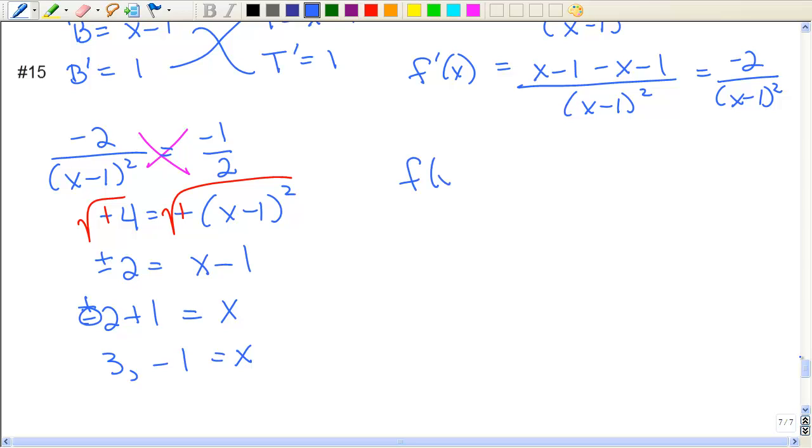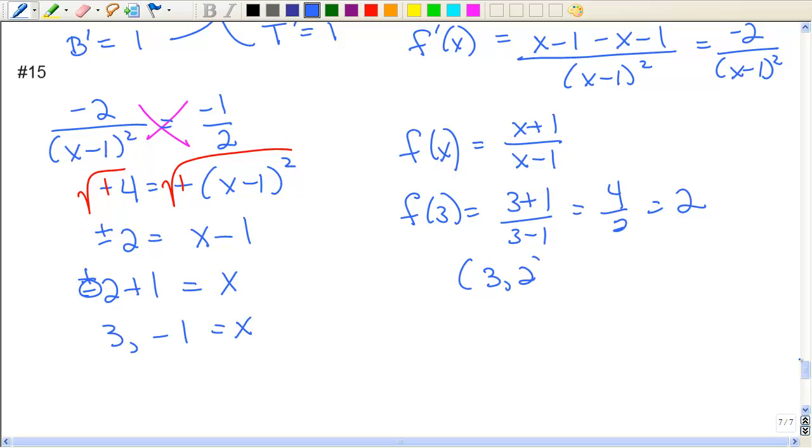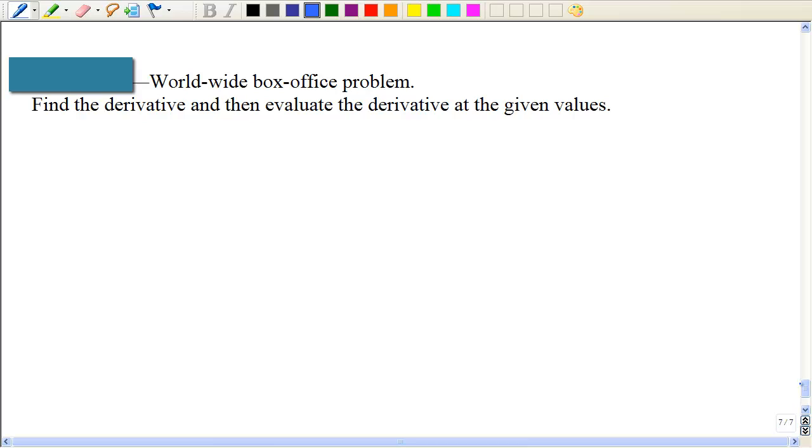So I've got to use my original function, right? So I'm going to substitute in 3, and so one point is that. And I'm going to substitute in negative 1. And so I get the point (negative 1, 0). So these would be the 2 points on the graph that would give you a slope of a tangent line of negative 1/2. And here's your hint on number 23 on section 3.2.